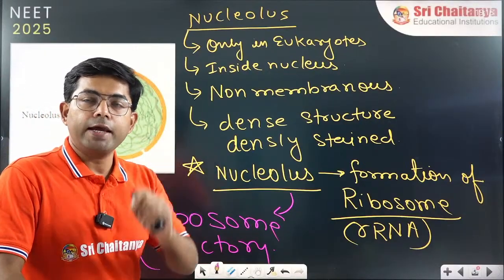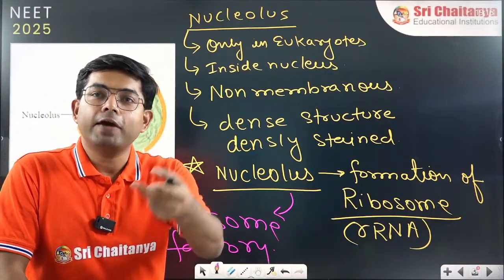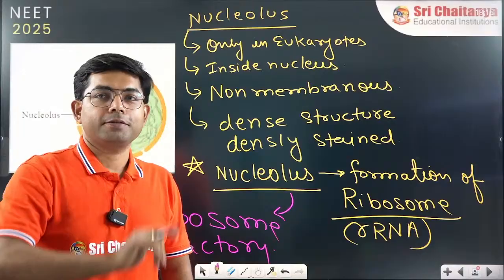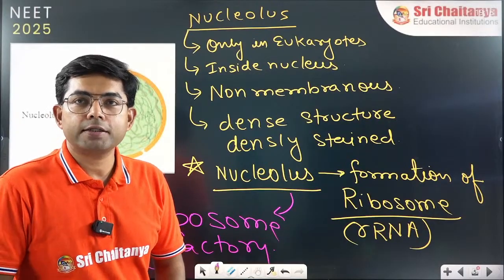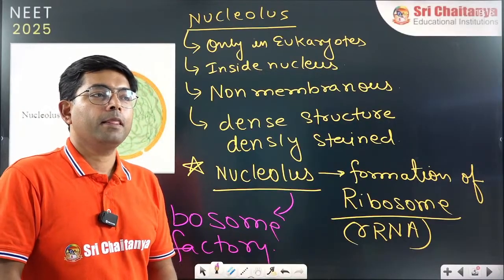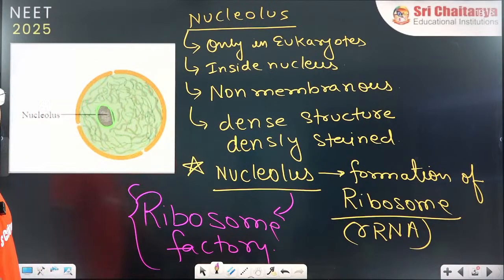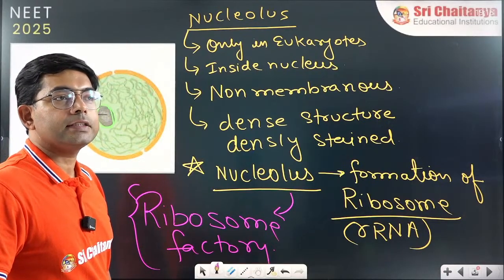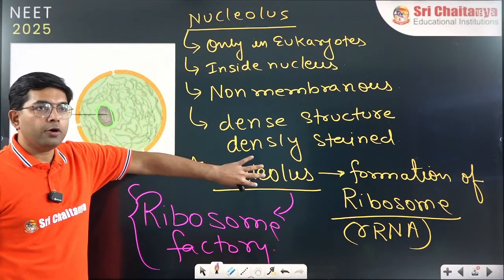Is this clear? Now, there are two factories we have studied. One was the protein factory. What is the protein factory called? Second thing we have seen, ribosome factory. So who is the ribosome factory? Nucleolus is the ribosome factory. But what is the protein factory? Yes, Chandrika, again you are right. Very good. Protein factory is ribosome. Last class we discussed that. Ribosome factory is nucleolus. Note it down.